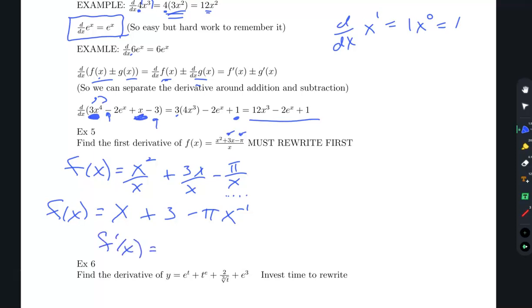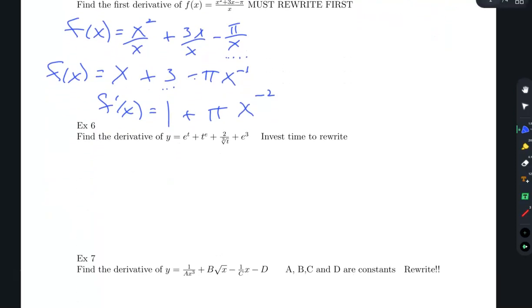So the derivative of x, remember, is 1, right? We just did that. The derivative of 3 is 0, so I don't need to write 0. And I bring this negative down, so that turns into plus pi x to the negative 2. And that's the derivative. All right.